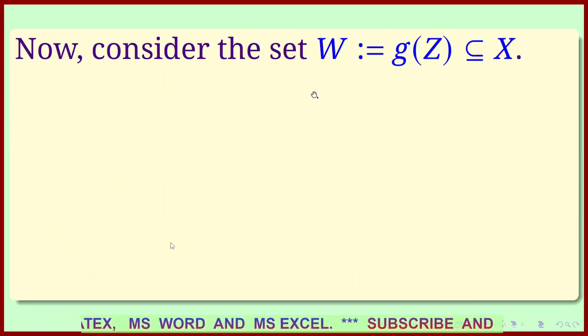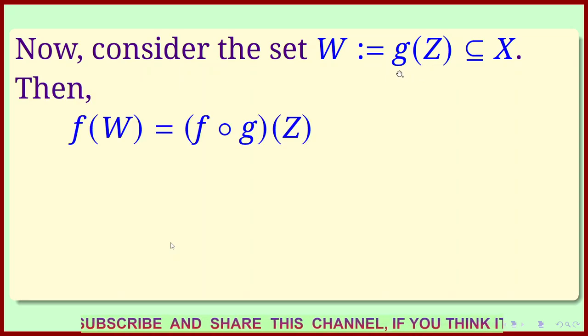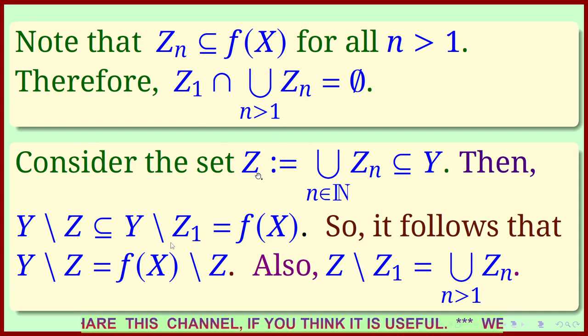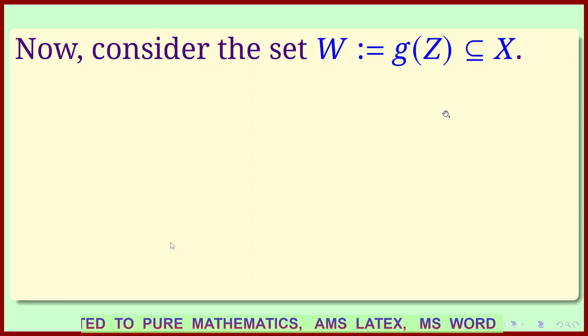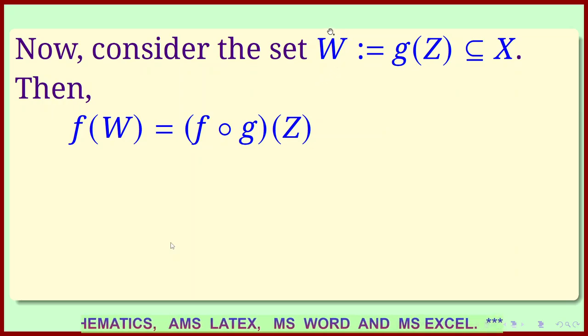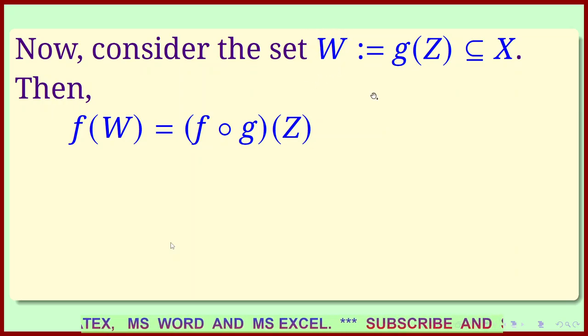Now consider the set W equal to the image of z under g. So our z is this one and W is the image of z. Z is a subset of y. So apply the function small g on z. The image of this z under the function g, we call it W. So W equals g of z. Then apply f on W. What is f of W? It will be f of g of z. That means f composite g of z.